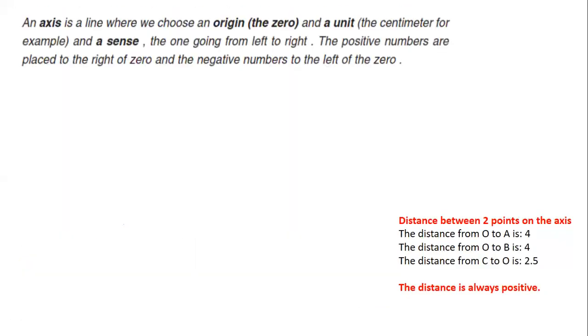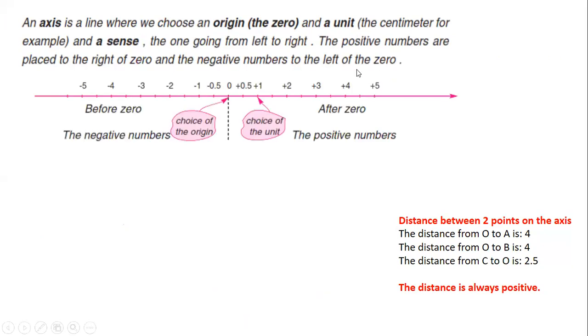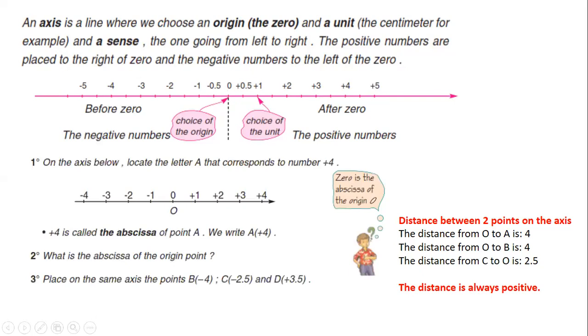Now I will move to the next slide. I want, please, Michael to read. Yes, Michael. An axis is a line where we choose an origin, the 0, and a unit, the centimeter for example, and a sense, the one going from left to right. The positive numbers are placed to the right of 0 and the negative numbers to the left of 0. I said this before. So if we start from 0, here we have the positive numbers, here we have the negative numbers. 0 is the origin. It is O, the origin.